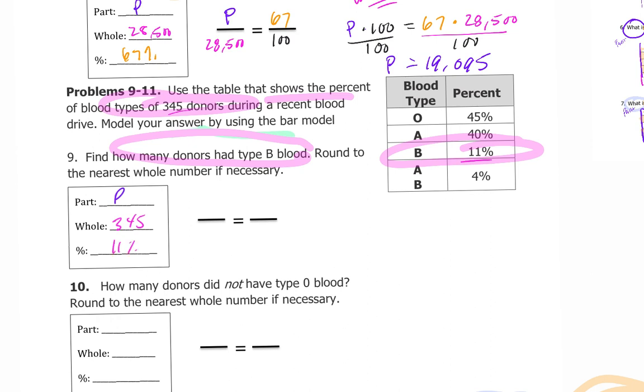So again, the number that always goes here is 100. And then the whole is 345. And it always goes part over whole equals percent over 100. The percent is 11. And I don't know the part.